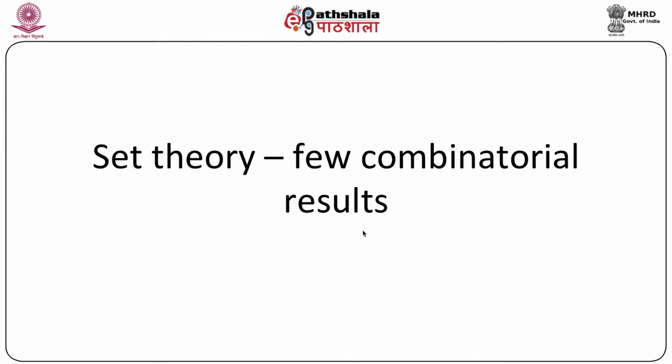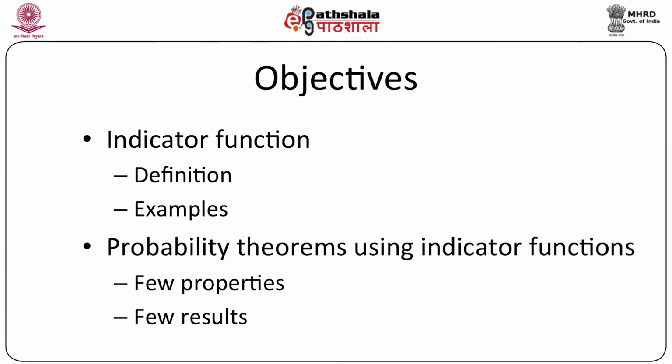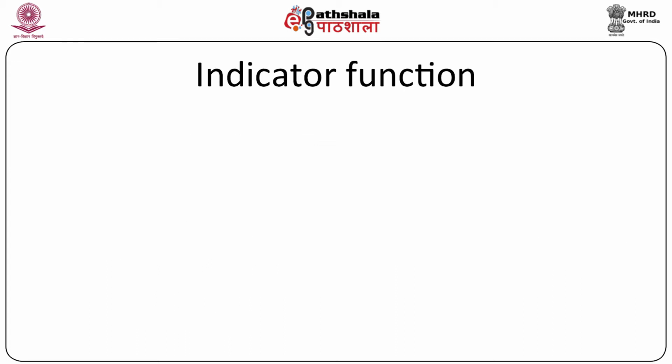So we are going to discuss a few combinatorial results, mainly related to probability theory, that will come as a consequence of set theory. Our objective is that first I would like to define an indicator function, that means the definition of an indicator function, how it looks like, and a few examples. Then we will discuss a few very common theorems in probability using indicator functions, a few properties and a few results. But first, what is an indicator function?